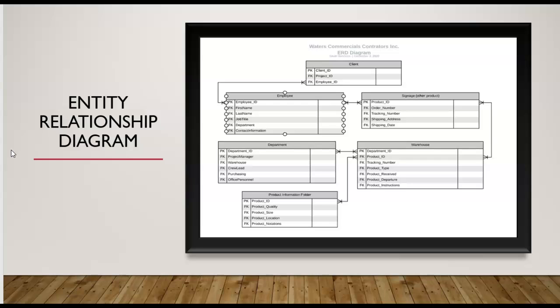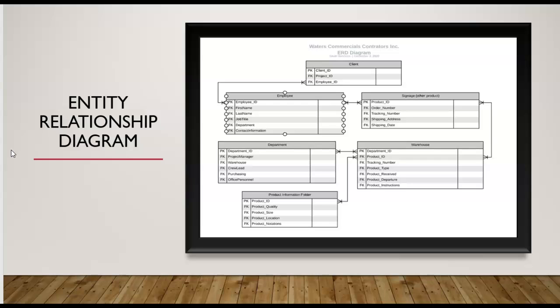The tracking number will stay the same. It'll give a product type, the product received, the product departure, and any product instructions within the warehouse. So when the product has been received, when it is departing, and just information to go ahead and track that. The department ID will then connect to all departments. So project manager, warehouse department, crew lead, purchasing, and office personnel.